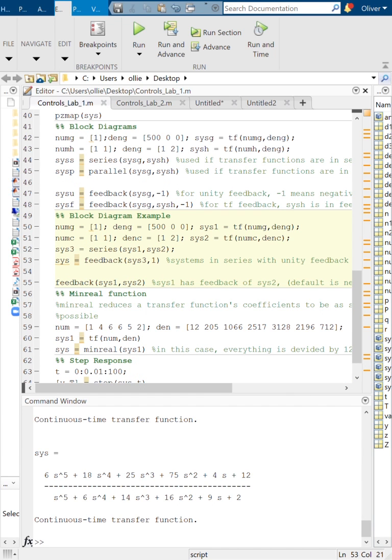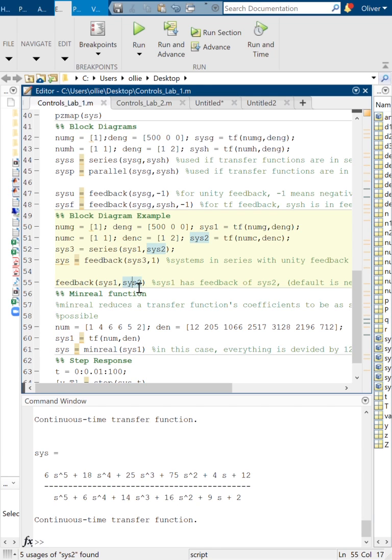Okay, lastly, if instead we have system1 with a feedback of system2, we can use the feedback function in this way. And if we don't specify the sign of the feedback, MATLAB assumes that it will be negative feedback. So if we have -1 here, then it's the same as having nothing.